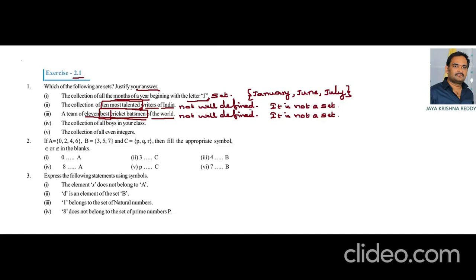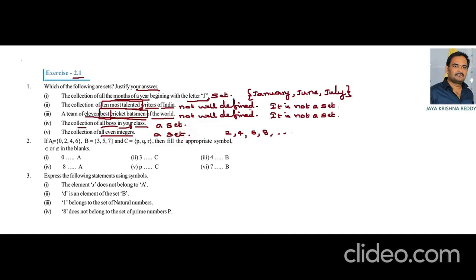And fourth one, the collection of all boys in your class. So here it is well defined because we have to collect the boys. The boys should be from your class, so it is a set because it is well defined. Fifth one, the collection of all even integers. The collection of all even integers. Even means you can take 2, 4, 6, 8 and so on, means divisible by 2. So it is clearly defined, so it is also a set.